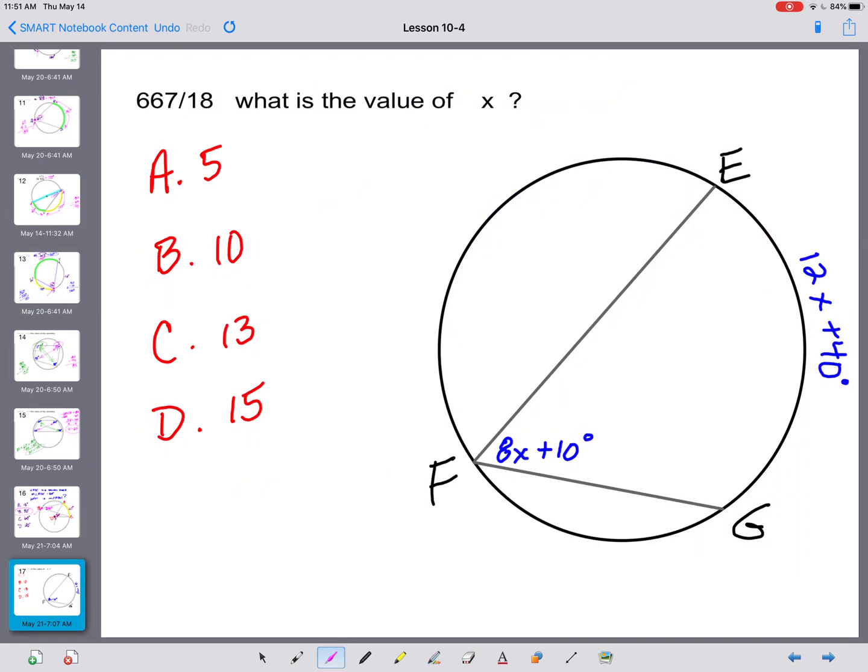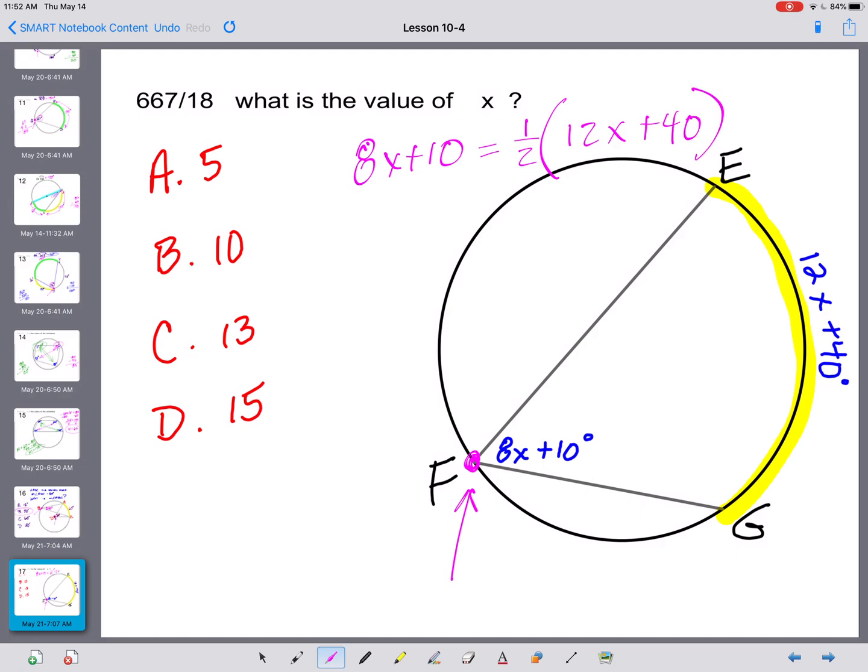Okay, last one. Here it is. Find the value of x. Oh, what do you know? That's an inscribed angle right there. An inscribed angle is half of the arc that it opens up to. Well, let's set it up. Inscribed angle, 8x plus 10, is equal to 1/2 of the arc that it opens up to. 12x plus 4. There it is.